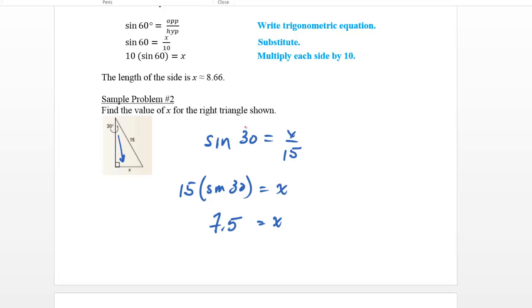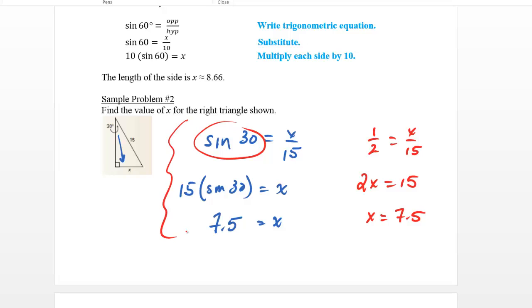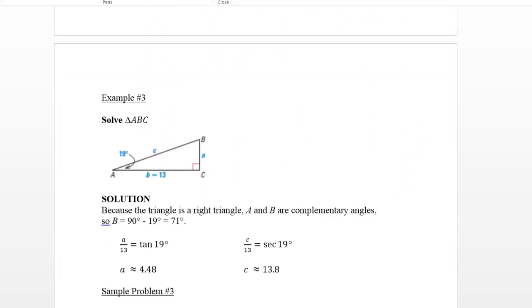Now, since you know the sine of 30 is 1/2, you could have actually set up a little proportion there and still come out with 7.5. Okay, so either way works, but we're going to try to get you accustomed to the trig method if at all possible. Alright, let's take a look at one more.